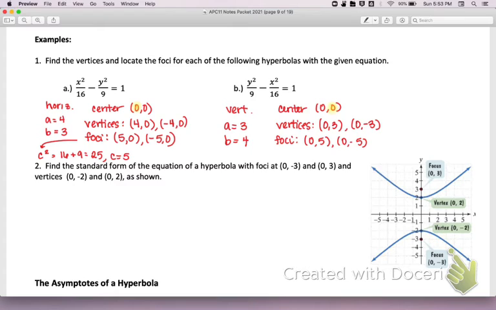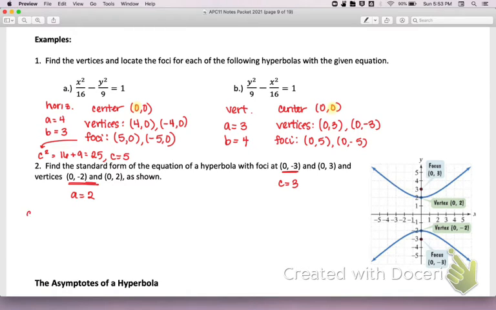All right. Number 2 says, find the standard form of the equation of a hyperbola with foci at 0, negative 3, and 0, positive 3, and vertices at 0, negative 2, and 0, positive 2, as shown. So they gave us the diagram here. So remember, this is just like the one we did with ellipses. The foci, that's going to tell us the value of c. So we know that c is equal to 3. And the vertices are going to tell us the value of a. So we know that a is equal to 2.